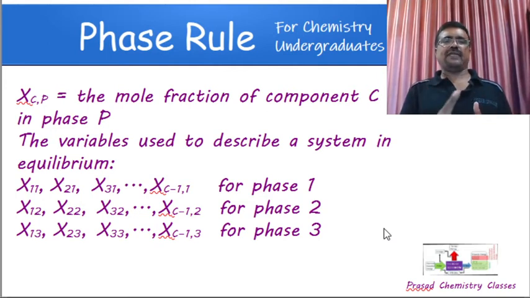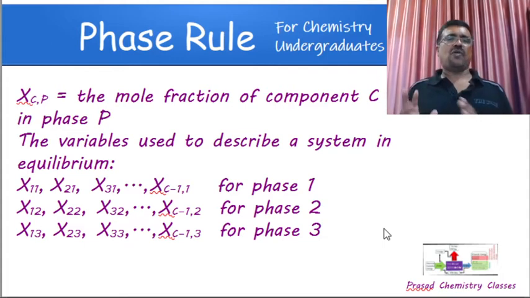For the first phase, we can have a number of phases. P phases are present there, suppose. So we put X11, X21, X31, and so on. X11 stands for the first component, first phase. X21 stands for the second component, first phase, and so on. Then X12, X22, and so on, that for phase 2, then for phase 3 up to phase P.